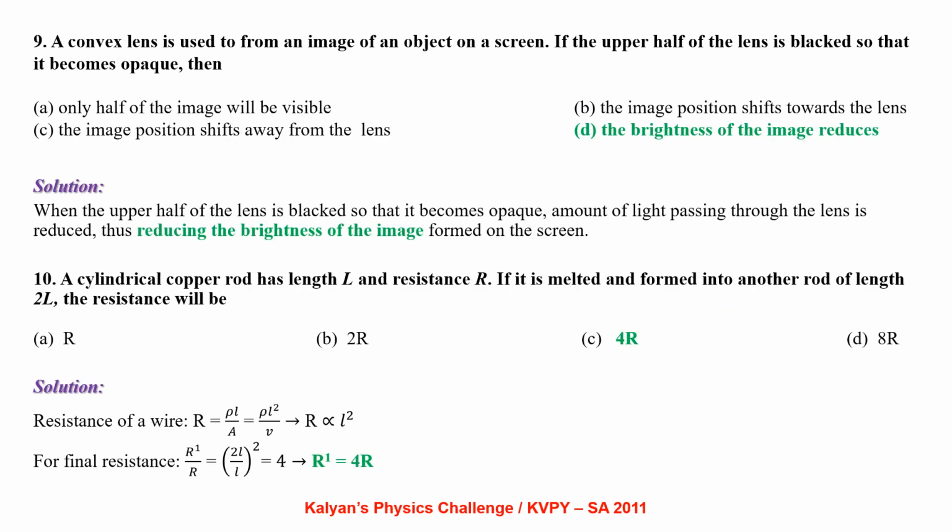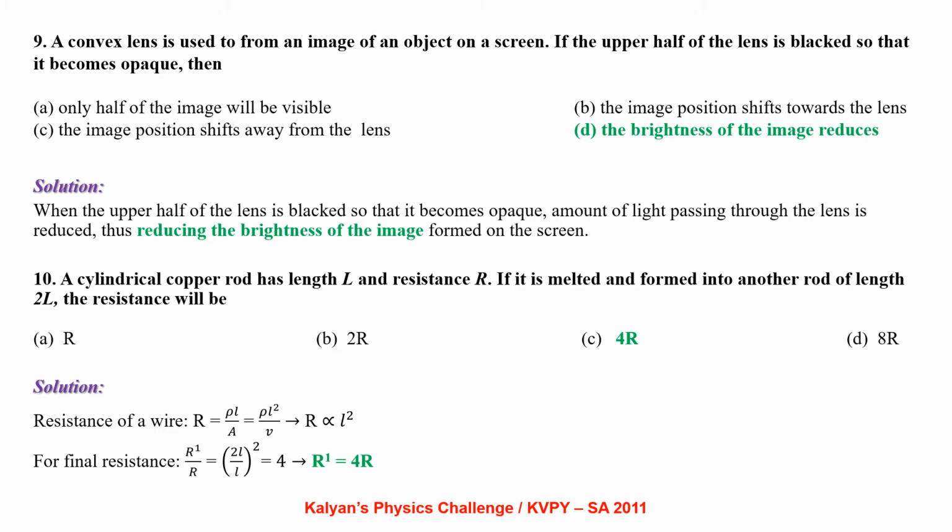A convex lens is used to form an image of an object on a screen. If the upper half of the lens is blacked so that it becomes opaque, then only half of the image will be visible. The image position shifts towards the lens. The image position shifts away from the lens. The brightness of the image reduces. When the upper half of the lens is blacked so that it becomes opaque, the amount of light passing through the lens is reduced, thus reducing the brightness of the image formed on the screen.